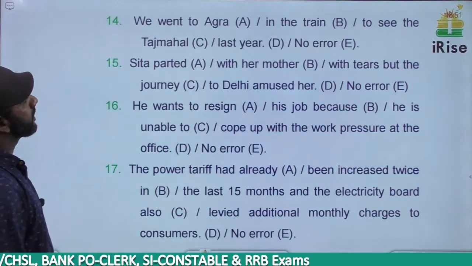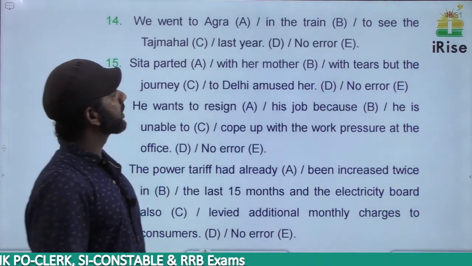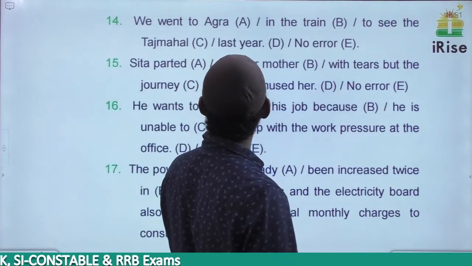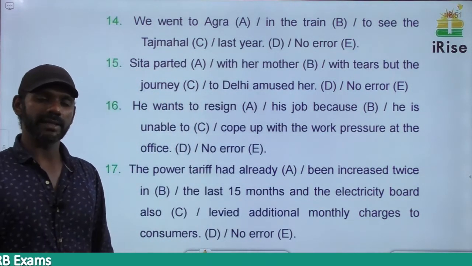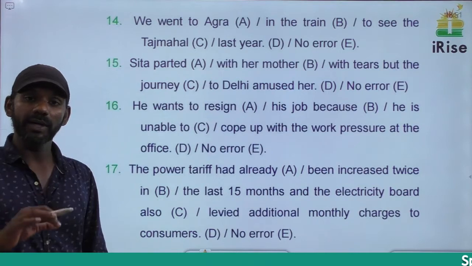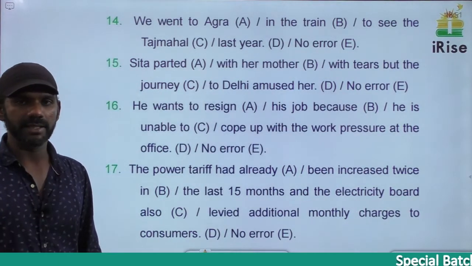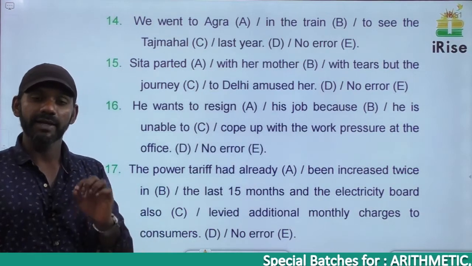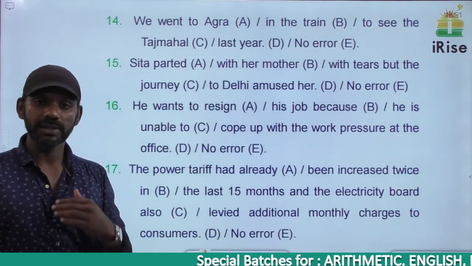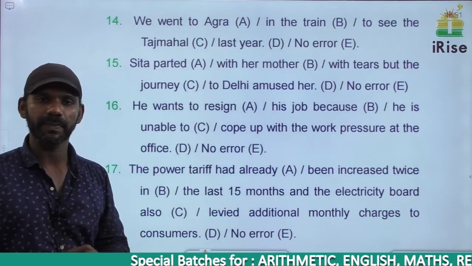The next one. We went to Agra in the train to see the Taj Mahal last year. We went to Agra, correct? Yes. One reason is Agra is the destination. And the reason is, I told you, it is go to. And went is a past tense of go. So go to, went to.